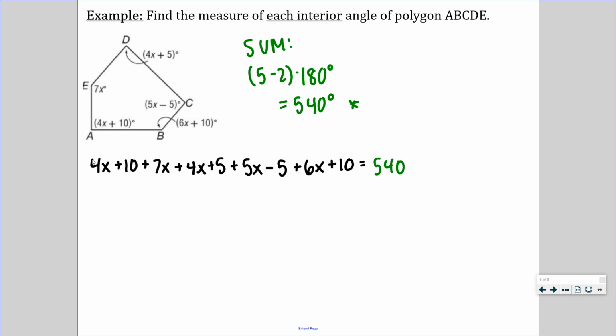If it has 3 sides, 180. 4 sides, 360. 5 sides, 540. 6 sides, 720. Just gotta figure it out. Okay. Careful with all these X's. 4 and 4 is 8, plus 7 is 15, plus 5 more is 26 X's. You're just adding them all up. They're on the same side. Constants: look, you could do this. I have plus 5 minus 5. That's 0. So I have 10 and 10 is 20.